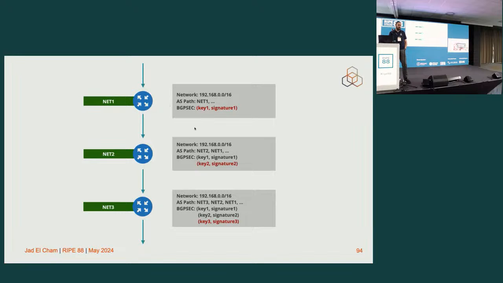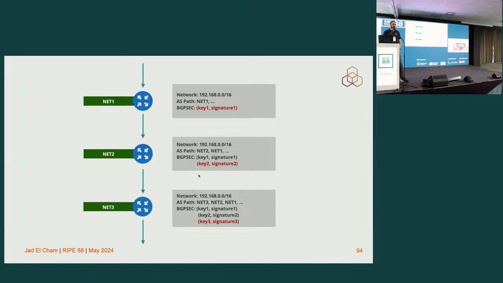Network 2 will look at this. It will verify if it is correct. If everything is correct, it will put itself in the AS path. So now the AS path is network 2, network 1, and whatever the case is, and then it will sign this, and then it will add its own signature and the key, the pointer towards its public key. It will send it to network 3.